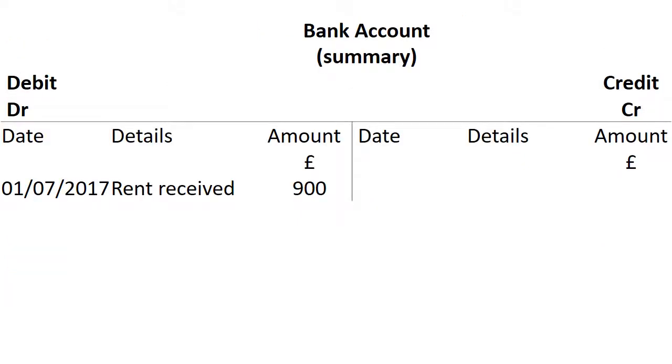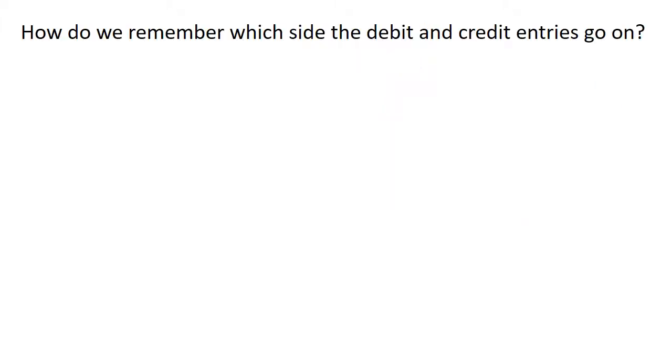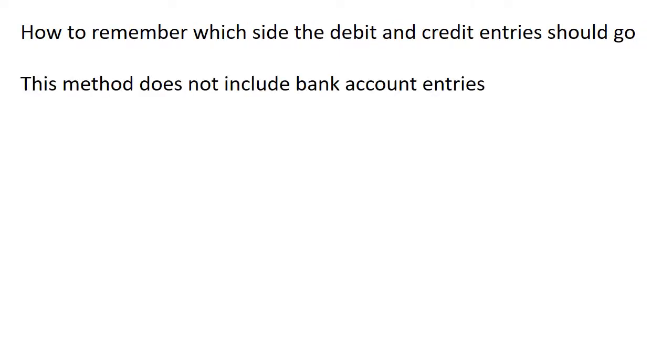We will now have a summary of the bank account. On the debit side, we have the 1st of July 2017, rent received £900. And on the credit side, we have the 22nd of July 2017, telephone £250. How do we remember which side the debit and credit entries go on? The method I'm going to show you does not include the bank account entries. So here we have a debit column and a credit column.